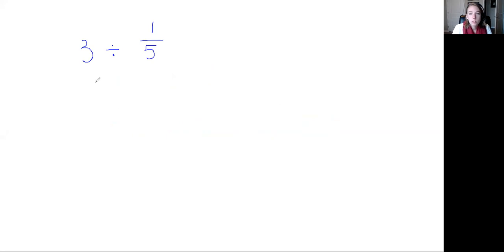So first, again, we're going to do our model. So I'm going to draw 3 wholes this time. And this time I'm going to make them just a little bit bigger since we're splitting them into fifths. And since there's only 3 of them, I have a little bit more room.